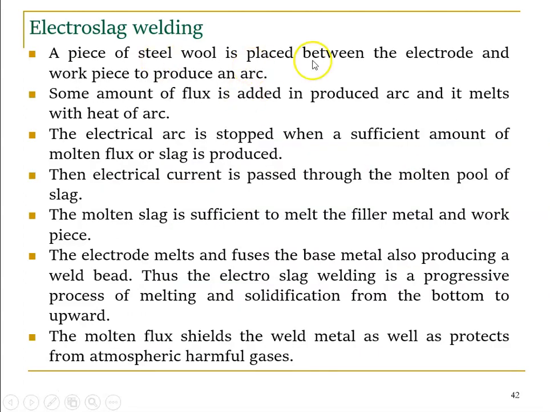A piece of steel wool is placed between the electrode and the workpiece to produce an arc. Some amount of flux is added in the produced arc and it melts with the heat of the arc. The electrical arc is stopped when a sufficient amount of molten flux or slag is produced. The electrical current is passed through the molten slag. The molten slag is sufficient to melt the filler metal and the workpiece. The electrode melts and fuses the base metal, also producing a weld bead. Thus, Electro Slag welding is a progressive process of welding and solidification from the bottom to upward. The fluxes are used to prevent oxidation. This is what Electro Slag welding is.